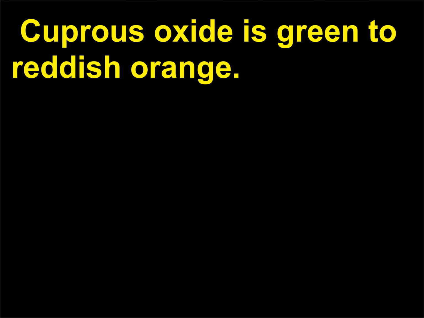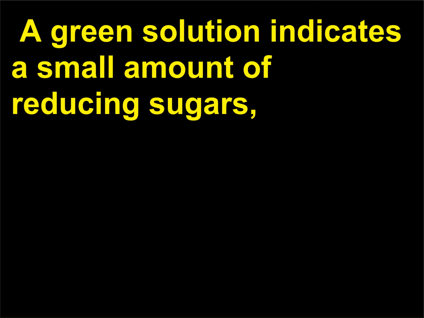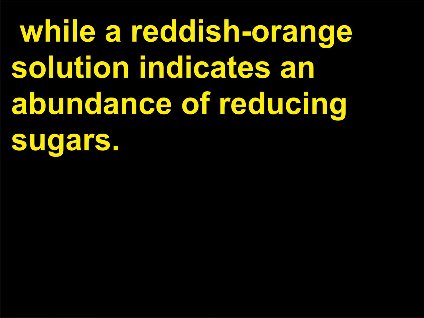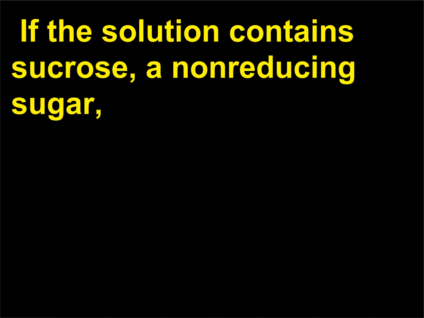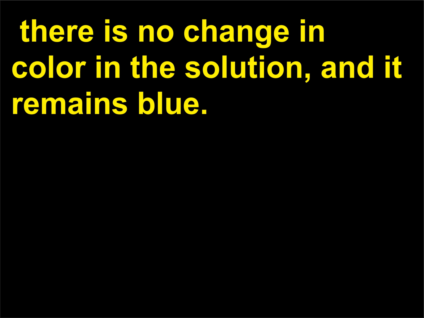Cuprous oxide is green to reddish-orange. A green solution indicates a small amount of reducing sugars, while a reddish-orange solution indicates an abundance of reducing sugars. If the solution contains sucrose, a non-reducing sugar, there is no change in color in the solution, and it remains blue.